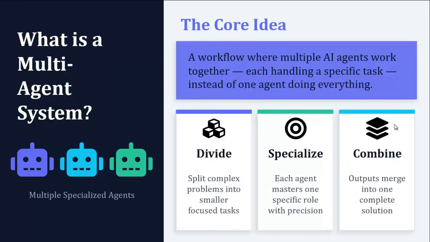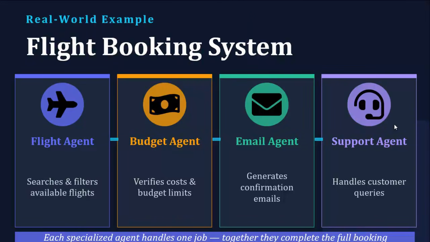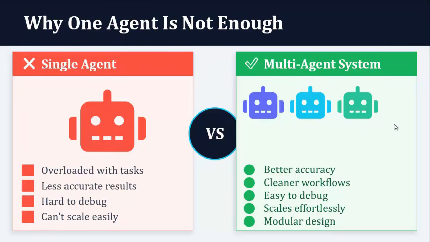Let's take one example, a flight booking system. So in a flight booking system, one agent can search flights, another agent can verify budgets, another agent can generate emails, and another agent can handle customer support. So instead of one large AI agent doing everything, we create multiple smaller specialized agents. This approach provides better accuracy, cleaner workflows, easier debugging, modular design, and better scalability.